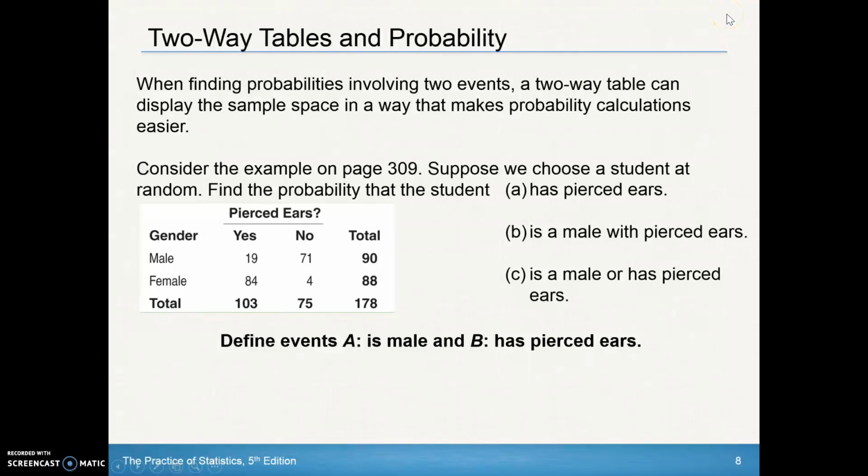All right, welcome back. Chapter 5, Section 5.2. We're on day 2. And we're going to look at two-way tables in probabilities.